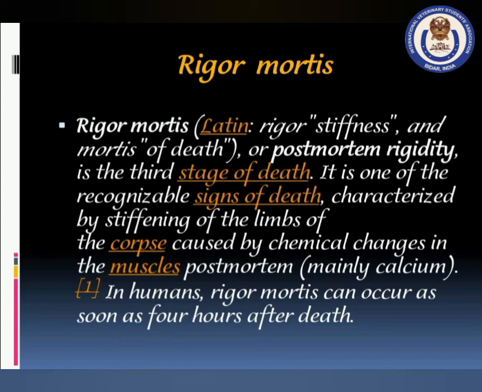It is the third stage of death. It is one of the recognized signs of death, characterized by stiffening of the limbs caused by chemical changes in the muscles post-mortem, mainly calcium. In humans, rigor mortis can occur as soon as 4 hours after death. Rigor mortis is the process that causes the muscles in the body to stiffen, resulting in rigidity due to a range of chemical changes in the muscle structure. Rigor mortis usually starts in the 2nd hour and completes in the 3rd hour after death. It disappears 24 to 36 hours after death due to autolysis.